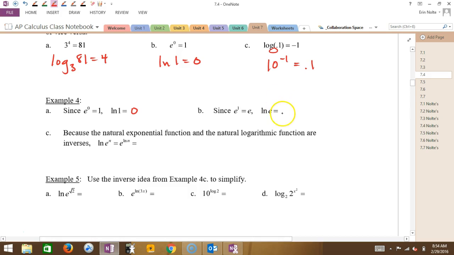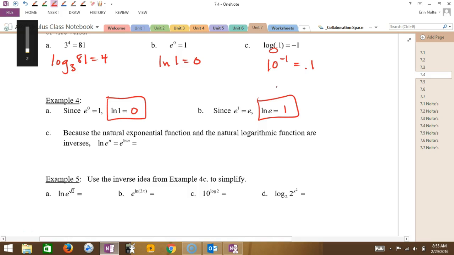1. Okay, and the reason they're doing this is that hopefully these are big ideas that you're absorbing. The natural log of 1 equaling 0 is something you should just remember, and the natural log of e being equal to 1 is something you should remember.